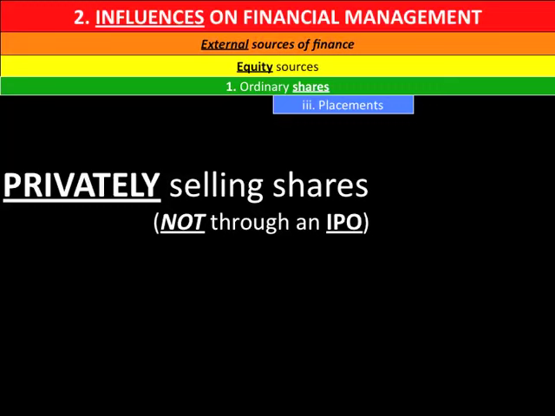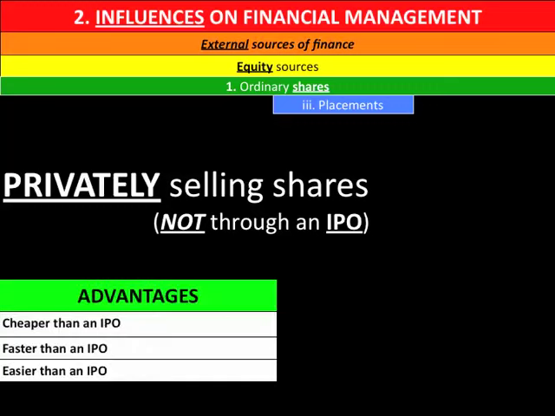Placements are private selling of shares, not through an IPO. The advantage is obviously it's cheaper and faster and easier because you're privately selling those shares to individuals. And if you're, say, a private company, you're probably going to do this, right? You're not going to have an IPO because you might not want every Tom, Dick and Harry buying shares.